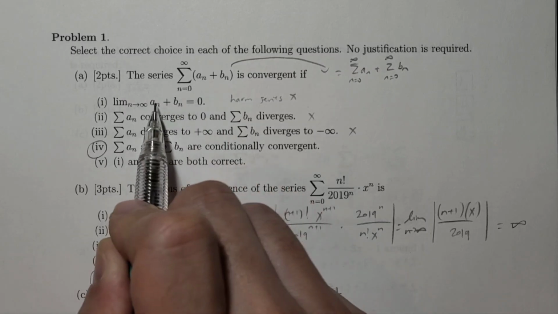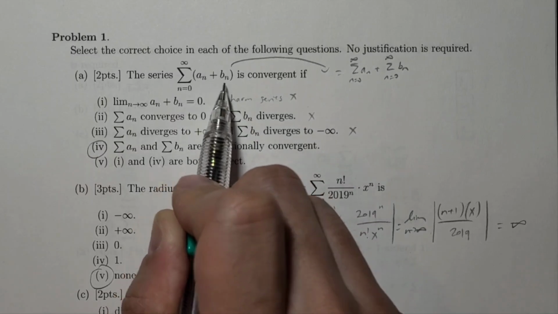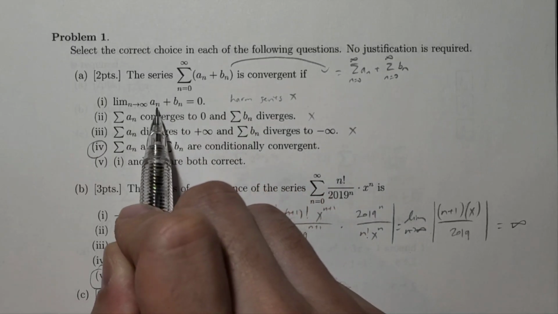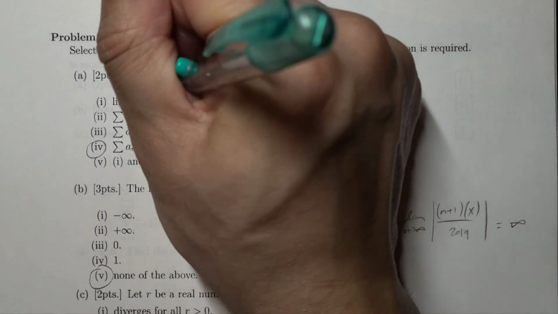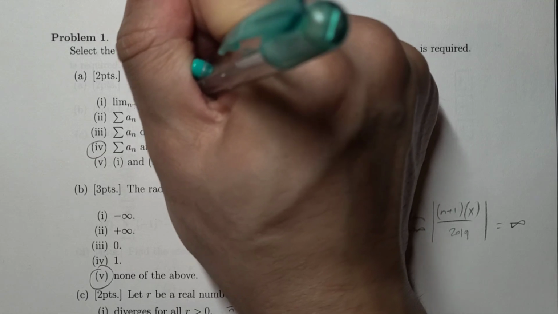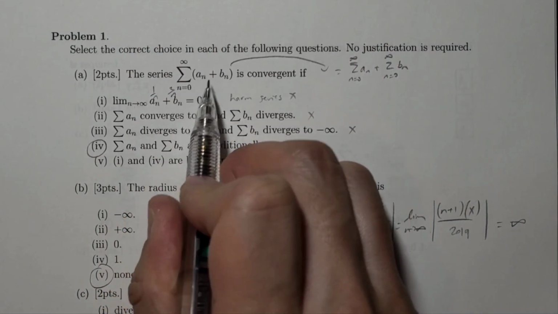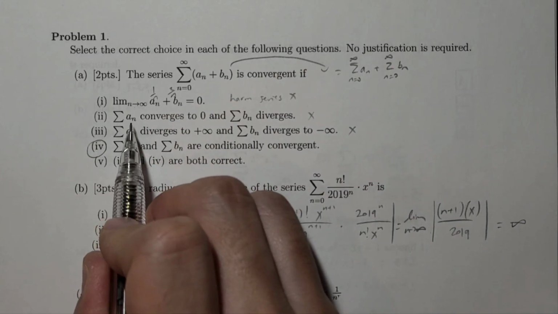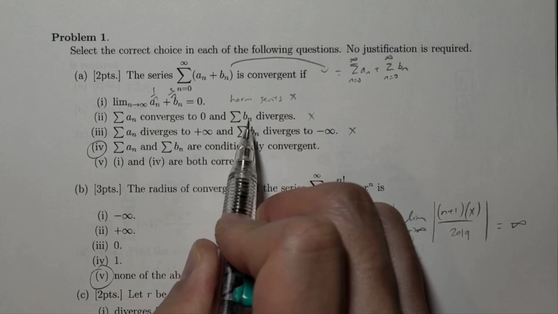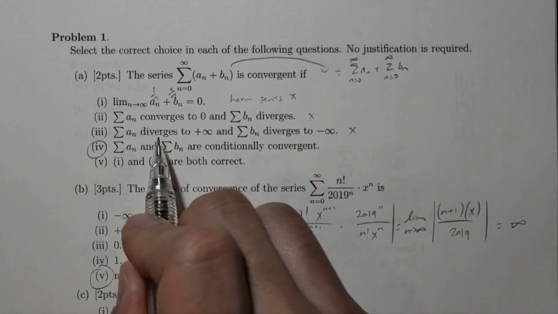For sure not, because what if a_n and b_n are the harmonic series? It doesn't say that a_n and b_n are different, but if they are the same and they're both harmonic series, say 1 over n, and let's make a different harmonic series, 2 over n, the limit would for sure be 0, but we know the harmonic series diverges, so clearly it's not choice 1. Choice 2, a_n converges to 0, and b_n diverges. Well, if one of them diverges, the whole thing diverges. So no, that's not true.